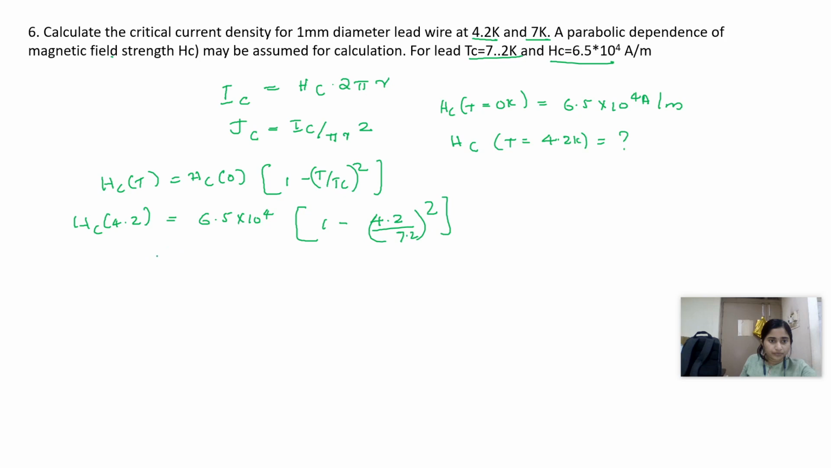So we have to calculate this and find the answer for it. Next, what you have to find? The value of Ic. Once you get the Hc value, substitute it in Hc times 2 pi r. The diameter is given, so you can calculate the radius and substitute the value, and you will get the Ic value. Similarly, you have to do the same for temperature equal to 7 Kelvin also.